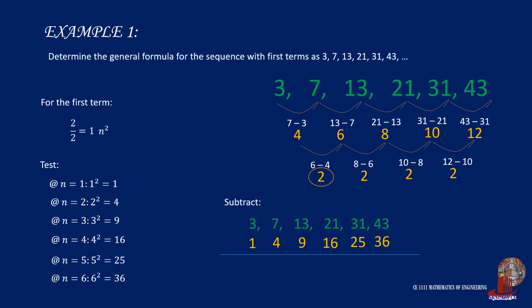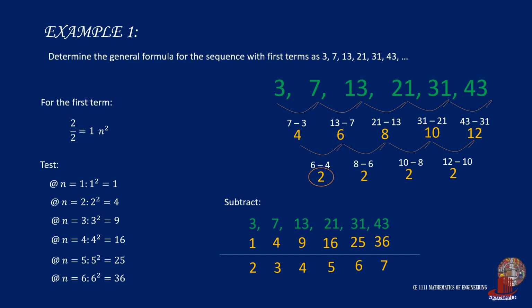Subtract all these values from the original sequence, so 3 minus 1 is 2. Then 7 minus 4 is 3. Also, 13 less 9 is 4, and 21 less 16 is 5. Then 31 less 25 gives 6. And lastly, 43 minus 36 is 7.